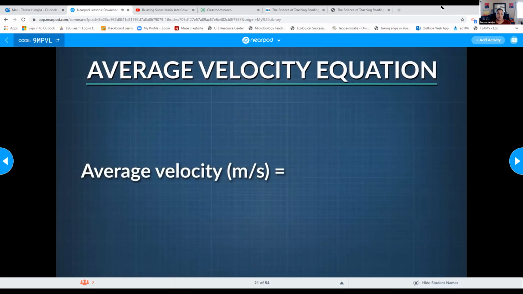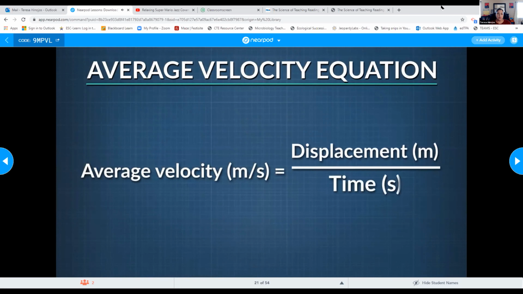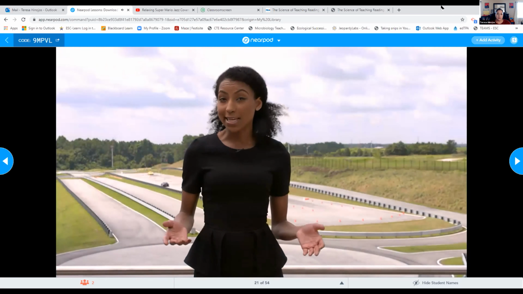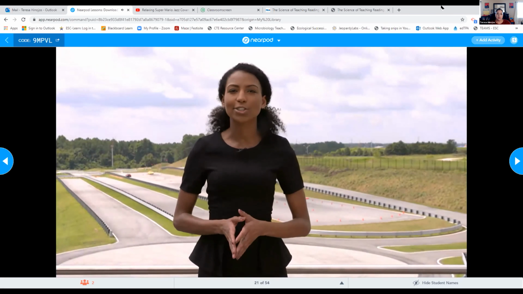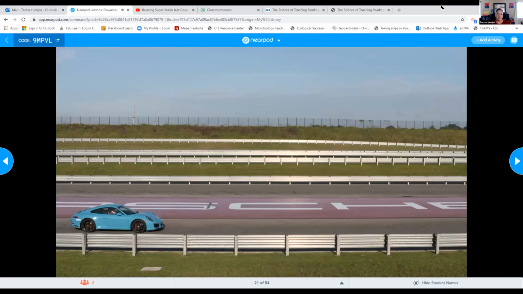An object's average velocity in meters per second is equal to its change in position, or its displacement, in meters divided by the change in time, in seconds. When solving this problem with velocity, it's important to establish a frame of reference. Let's go to the track for an example. Say that right is the positive direction and left is the negative direction. A car is stationary at our origin point, point A, facing right. It's going to speed towards point B and turn around to stop halfway back to point A at point C.